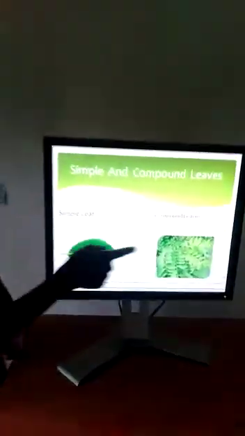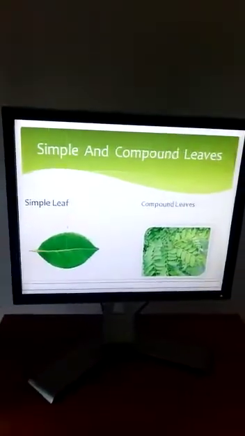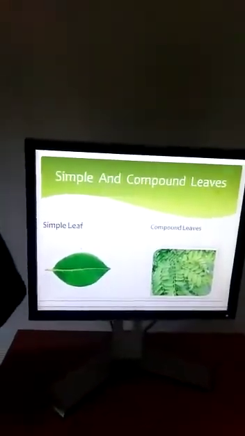Do you know there are two types of plant leaves in the environment? They are simple leaves and compound leaves. This is the picture of simple leaves and this is the picture of compound leaves.